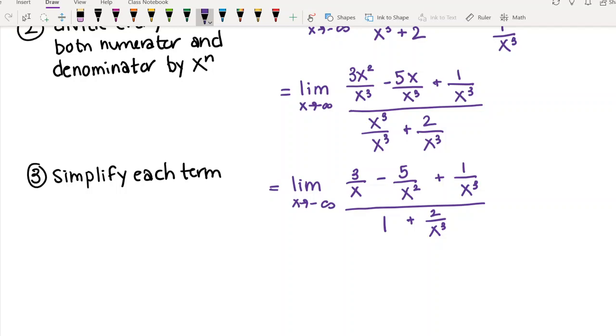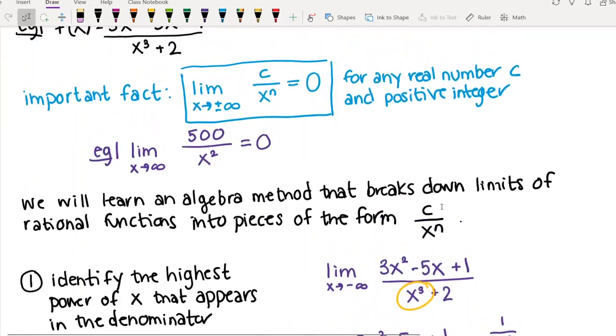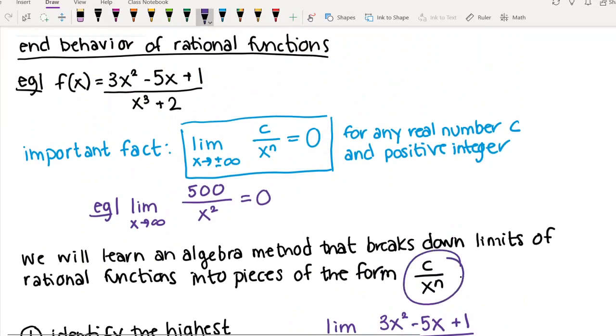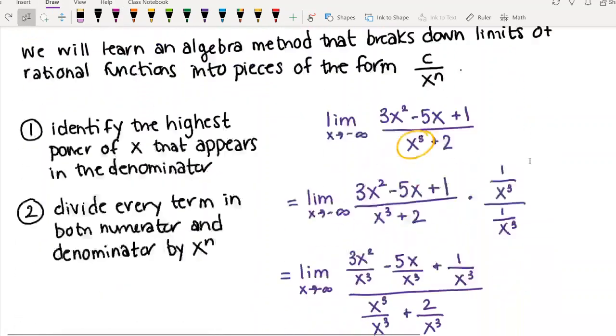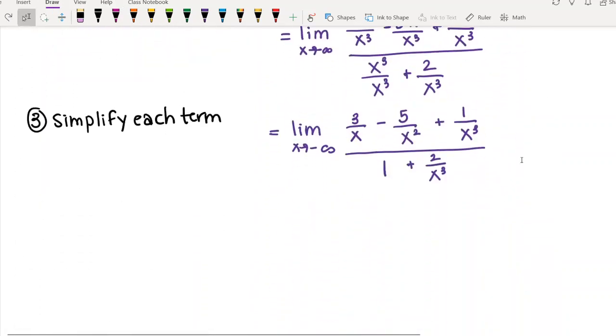Okay, so basically what have we done? We've taken our limit and, just as promised, broken it into pieces of the form c over x to the n. So why is that useful? Well, remember that when I gave you that list of function rules, one of the rules was that if you're taking the limit of a sum of different functions or a division of different functions, you can take the limit of each part separately. So what we're going to do now is take the limit of each of these pieces individually and put them all together and see what we're left with.